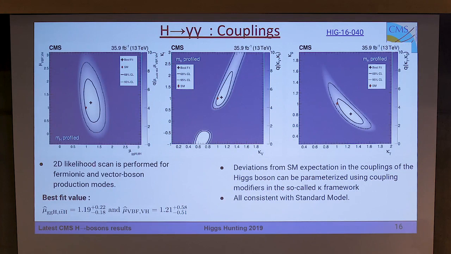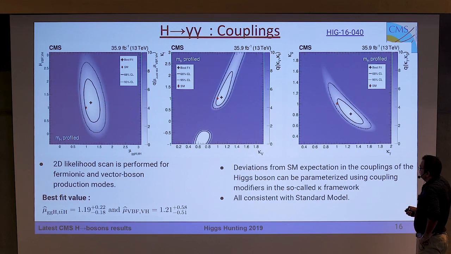These are the couplings. A 2D likelihood scan is performed for the fermionic and vector boson production modes. You see the best fit is represented by the cross, and the red diamond is the standard model expectation, and we are within the 1 sigma boundary. And here it's in the kappa framework. This is a distribution of kappa F versus kappa V, and you again see the expectation and the observation match within the 1 sigma boundary.